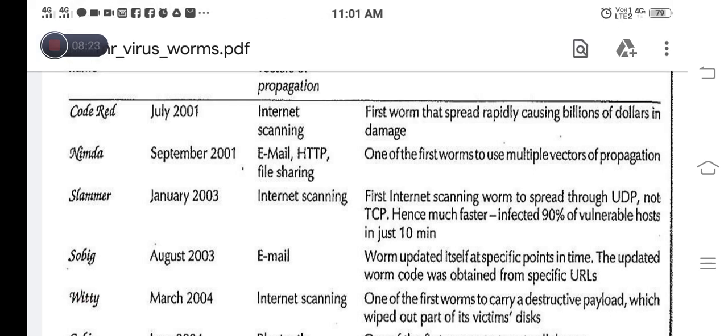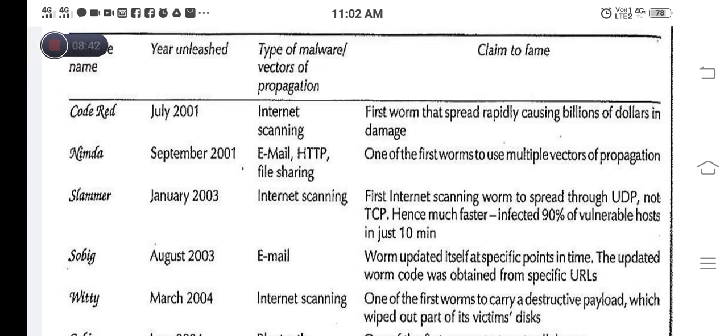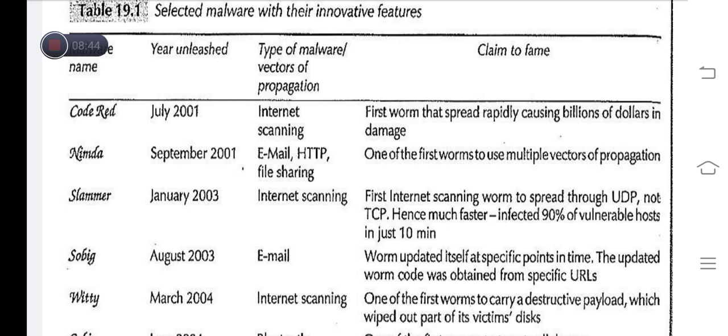In case of the VT, it was one of the first worms to carry a destructive payload, which wiped out part of its victim's disk itself. That is the power of the VT worm. Similarly, Code Red spread rapidly, causing billions of dollars in damage.